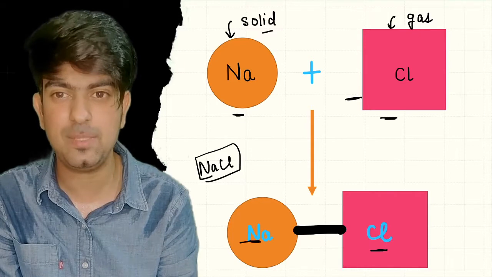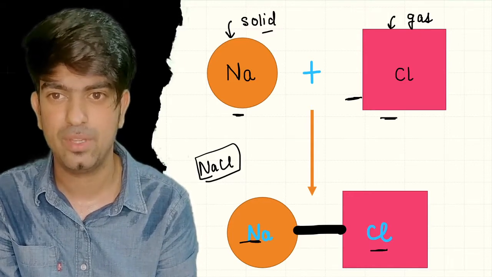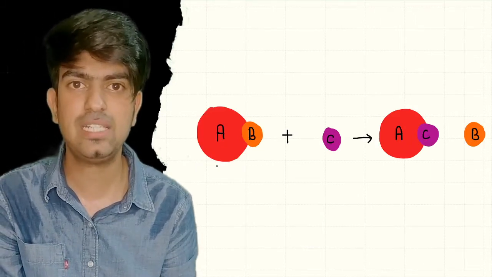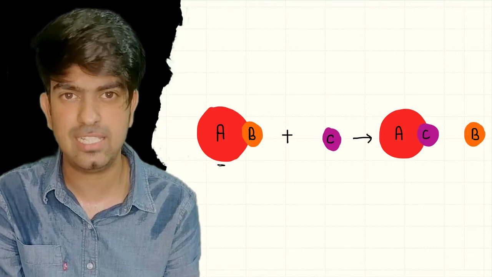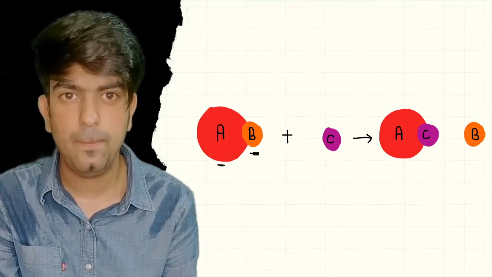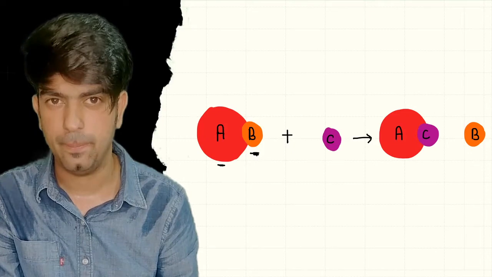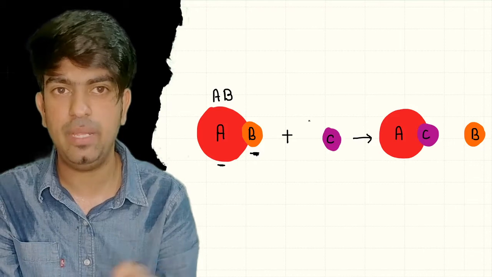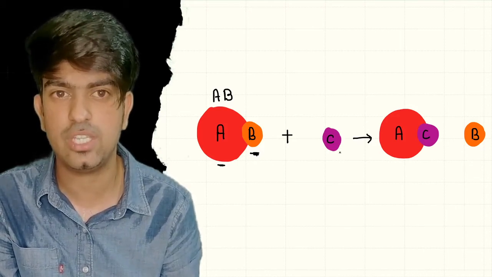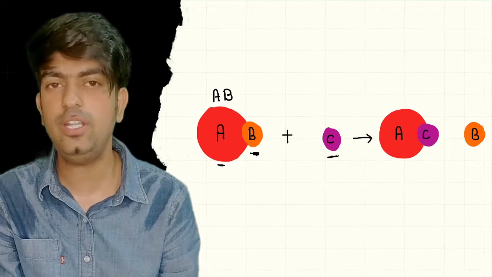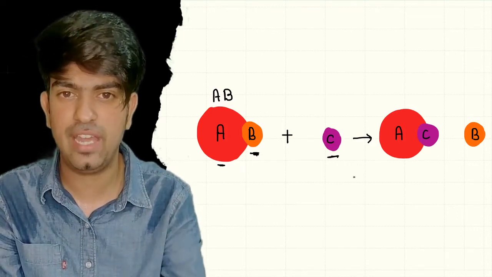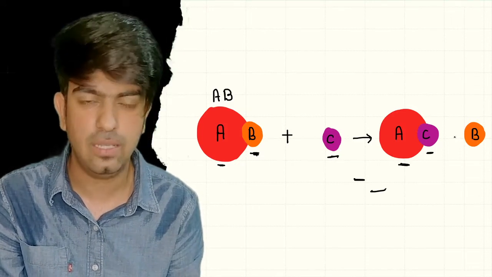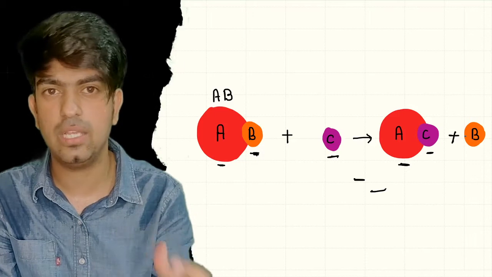Now to understand this better, let's take another example. Here we have another example. Let us consider that there is a substance called A, which is bonded with a substance called B. Now, this substance, that is AB, is being reacted with another substance which is C. Now, what is going to happen? After the reaction, we are able to see that A is making a bond with C, and now B is free.